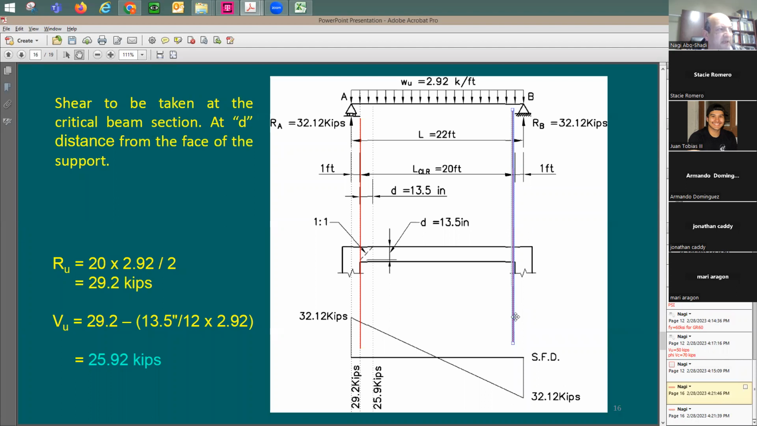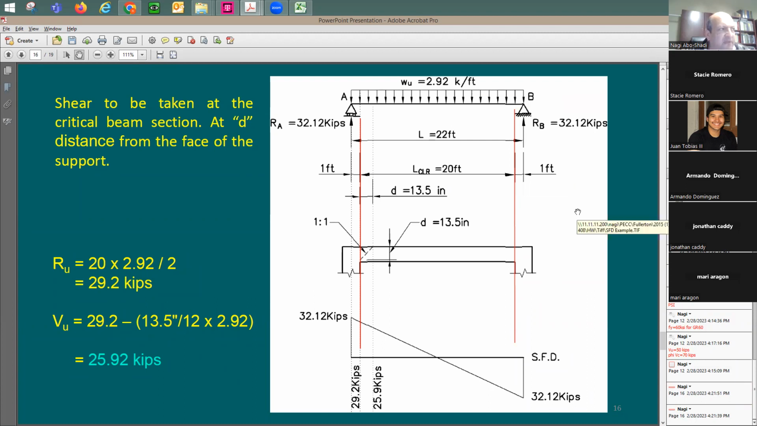So what's the clear span definition again? It's going to be from face of support to face of support. You can call it support, you can call it a column. It's the same thing, right? It's a column supporting the beam. So the spacing here, again, L clear is going to be 20 feet. The load is 2.92 kip per foot.